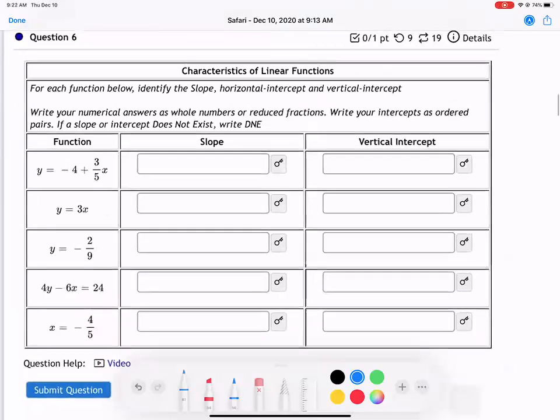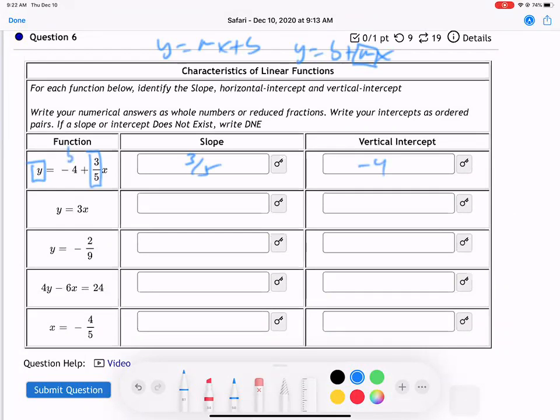Okay, so these questions here are just a chart that you want to fill out quickly. You want to look for the slope and the y-intercept. So looking here, y is equal to, great, that's in the format we like. And the slope is always next to the x. y is equal to mx plus b. If I write y is equal to b plus mx, m is still next to the x. So the slope here is simply 3 over 5, and the y-intercept is negative 4. That's my b value.